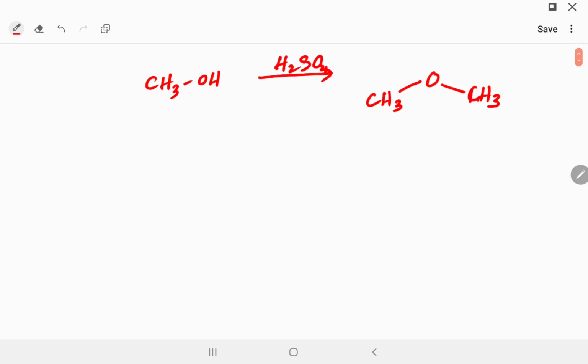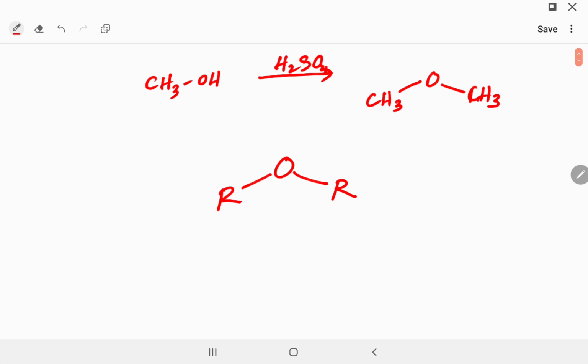So let's say you used ethanol, or let's say methanol. You are using methanol, and you use sulfuric acid for the reaction. And then the ether that you get has two methyl groups as R groups. So you're getting very symmetric ethers because both R groups are the same. In this case, it is a methyl group. So you only get symmetric ones.